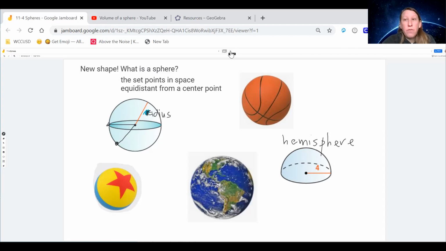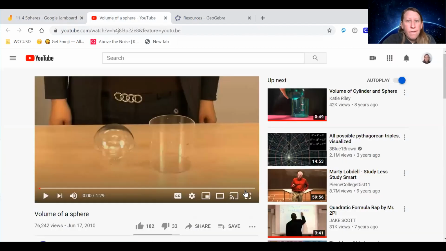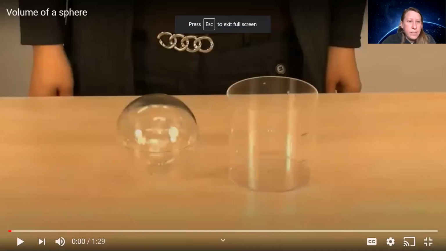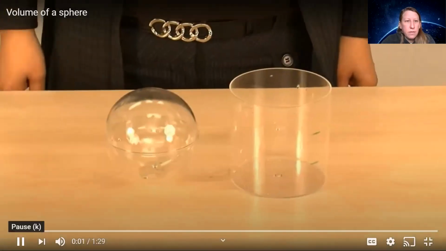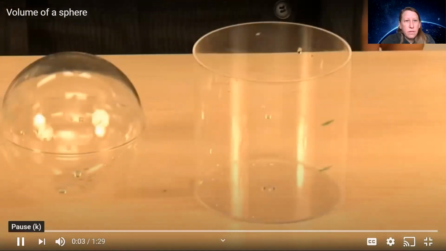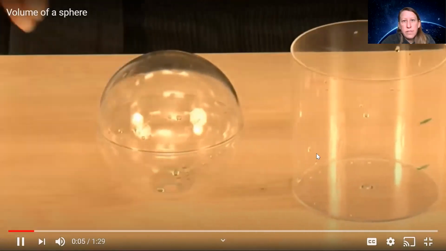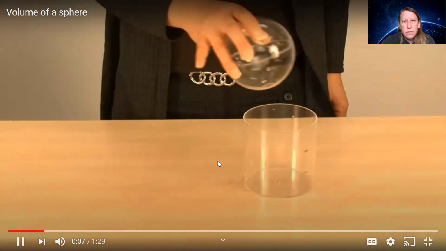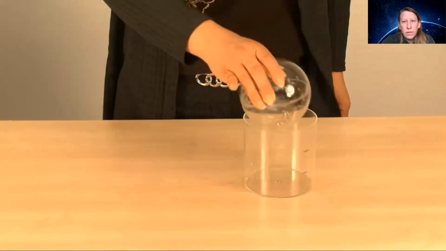Do you guys know the volume formula for spheres? We're going to watch this video together and see if you can understand what's happening here. The video will demonstrate the ratio of the volume of a cylinder and the volume of a sphere. So we have a cylinder and a sphere with the same height and diameter.